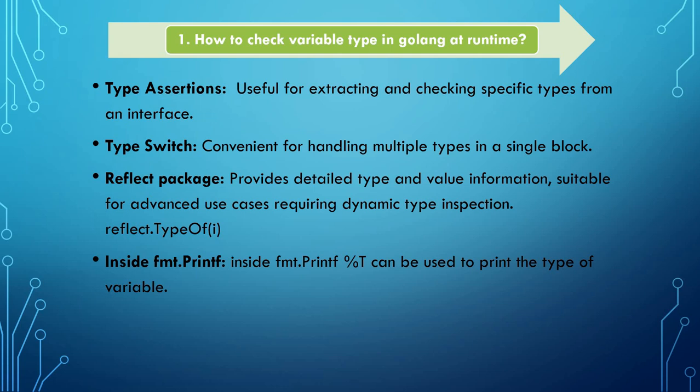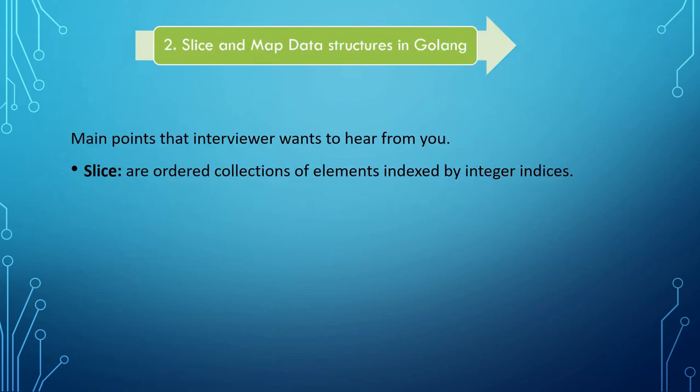The reflect package provides details, type and value information suitable for advanced use cases requiring dynamic type inspection. And dynamically, if we have to find the type of a variable, then the reflect package will provide a method called TypeOf. It will print the type of the variable. And otherwise, normally, if you want to print the type, then fmt.Printf you can do with the %T option. It will print the type.